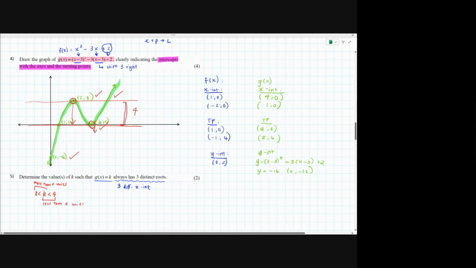This makes sense. I definitely can't not move. So I must go more than nothing, more than 0 units. But I cannot go more than 4 units down, because that would mean my turning point at (2, 4) sits on my x-axis or even below, and then I no longer have 3 distinct roots. All right, guys, I get that these are not questions that we like. I do understand that, but it is just important to understand what the question is actually saying to us. And once we can start to visualize the movement, it actually becomes so much easier. When we're talking about roots, we're talking about x-intercepts.